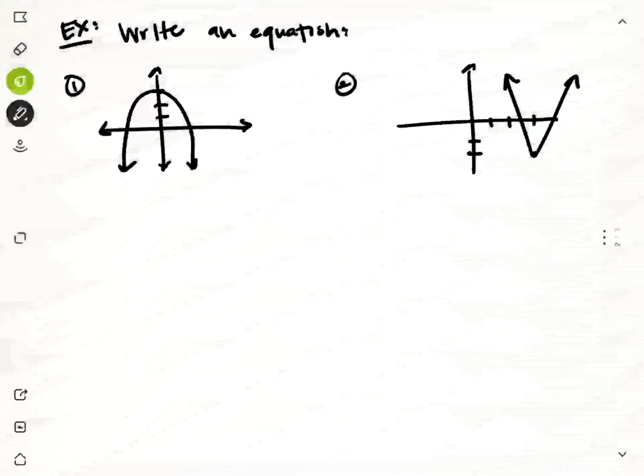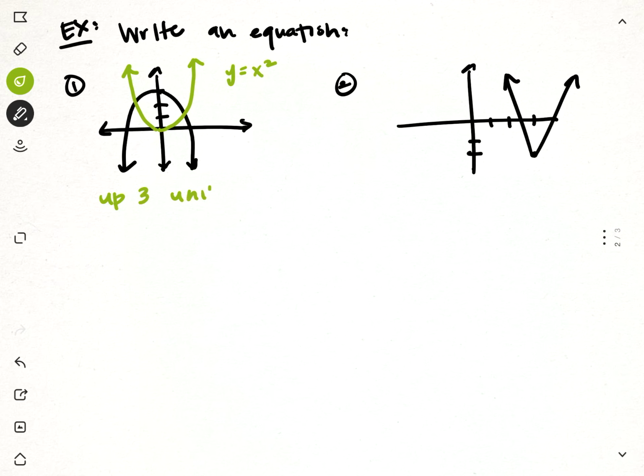Okay, so let's write an equation here. Let's note what's going on. First of all, I know this is a parabola, and what I know about the parabola is that the base parabola y equals x squared starts at the origin. There are a couple of things going on here. One is that it's pushed up 3 units.